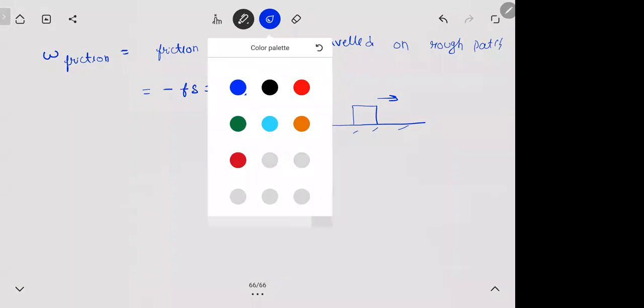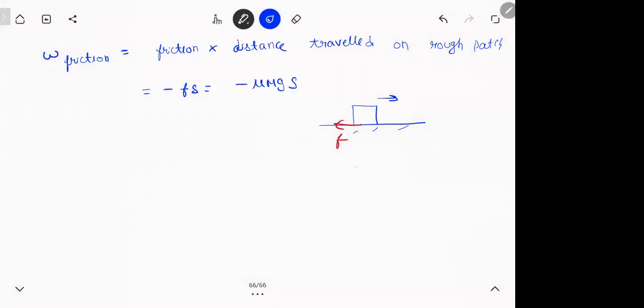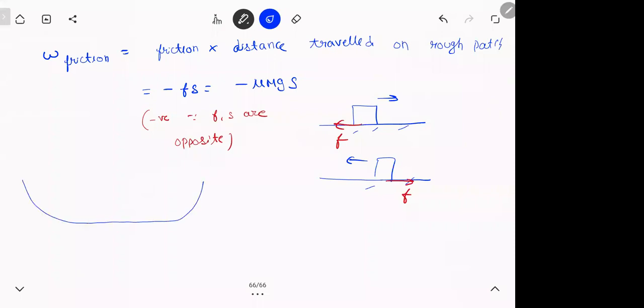If it is going this way, friction is backward. Suppose if you're coming back this way, friction is still opposite. If you see now, F and S are always opposite, so it is negative. Great. Now we know when the block is like this, it is your initial state. Potential energy, mg, 5 meters. Kinetic energy, 0, because you're starting from rest. Finally, when it stops here, potential energy, 0. Kinetic energy, 0, because you stopped.